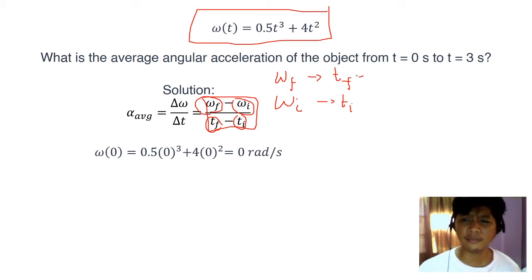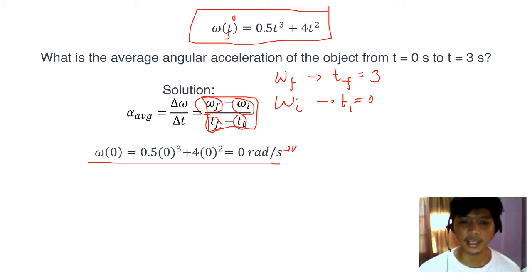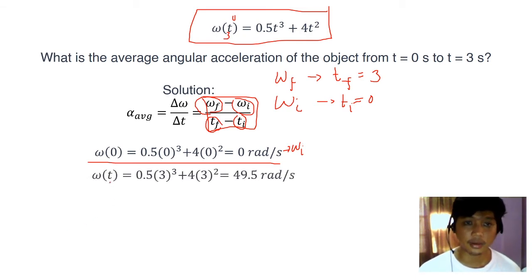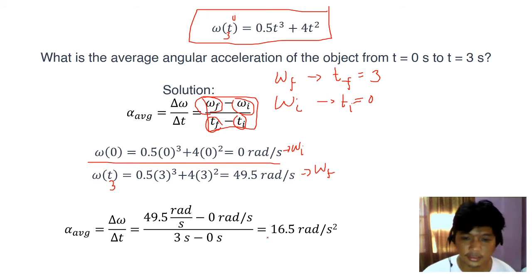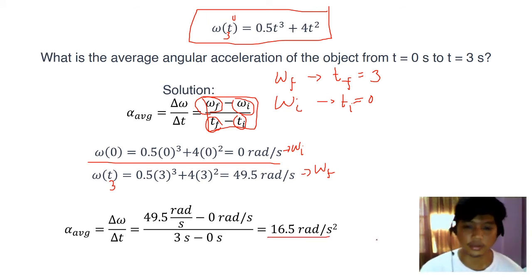So, for TF equals 3, substitute 3 here, we get omega F. For Ti equals 0, substitute 0 here, we get omega 0. And we already did omega 0. This is our omega I. And our omega at 3 is equal to 49.5. That's our omega F. And now it's just a matter of substituting. And we find that the average angular acceleration is 16.5 radians per second squared.